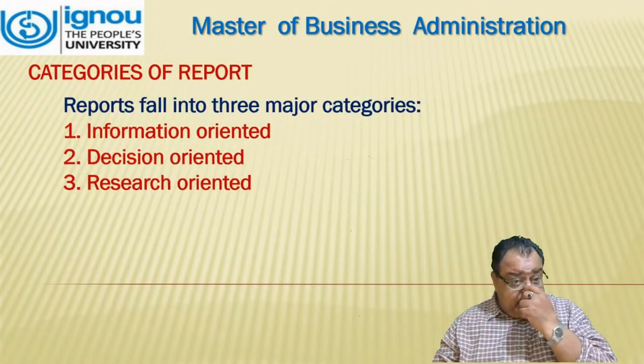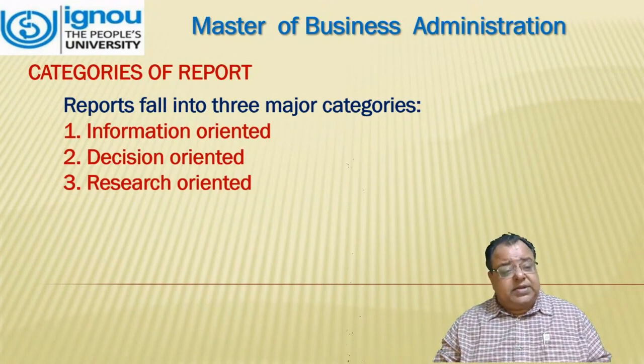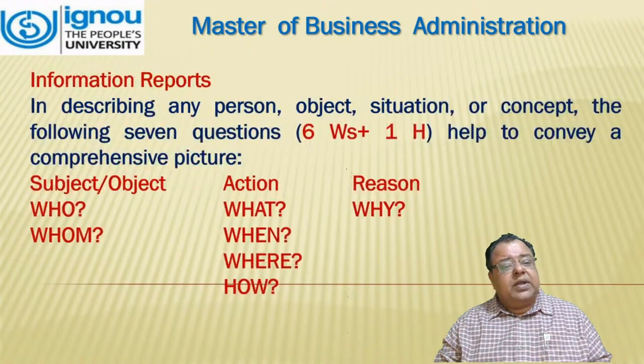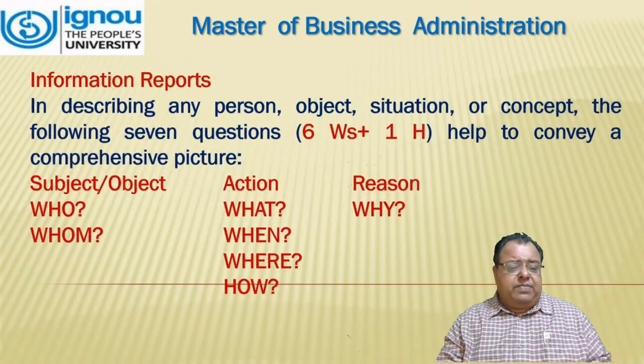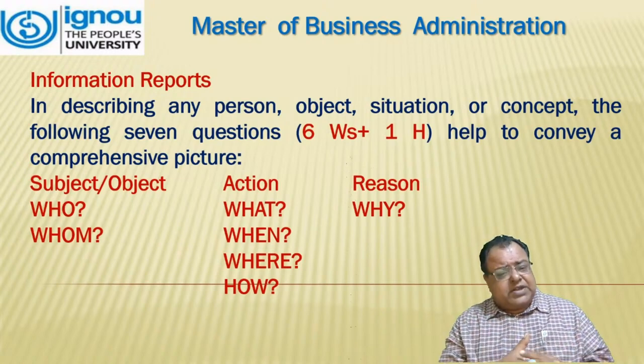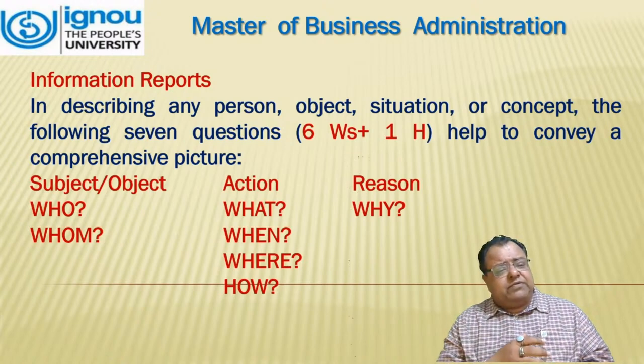What are the categories of report? Report falls under three major categories. First one is information oriented, second one is decision oriented, and the third one is research oriented. As far as information reports are concerned, in describing any person, object, situation, or concept, the following seven questions, that is a combination of six W's and one H, help to convey a comprehensive picture.